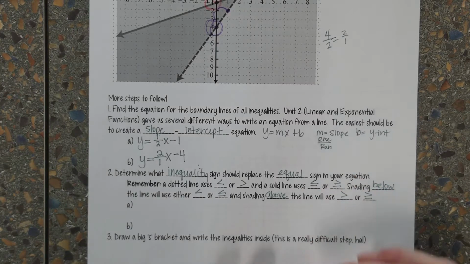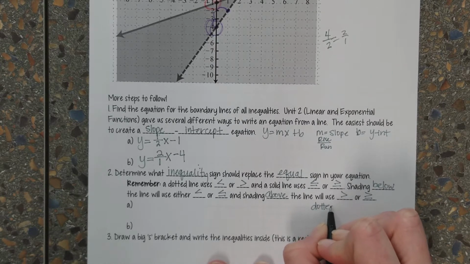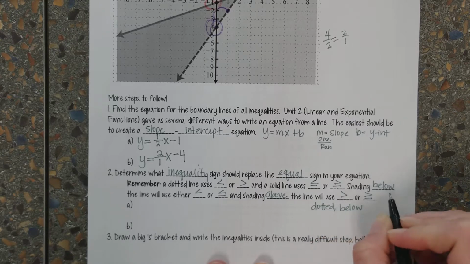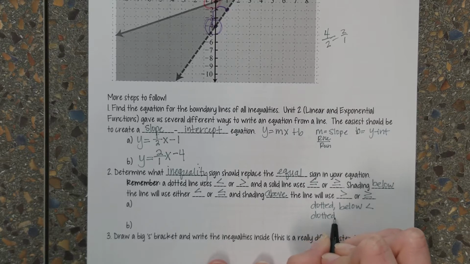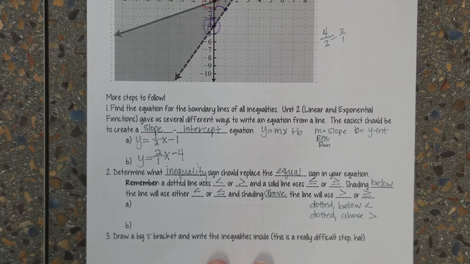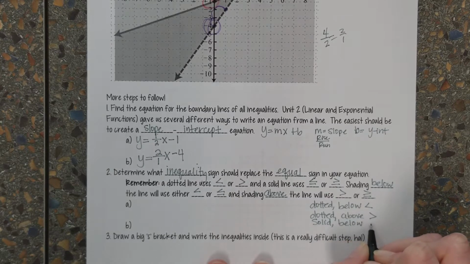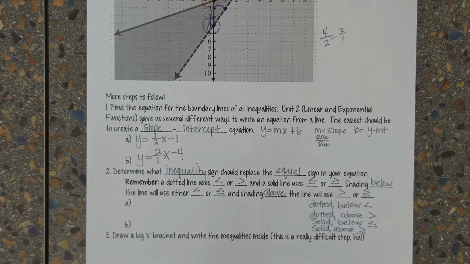I should have made a spot for this, but write this down because this is super important and it makes life easier for you. If you have a dotted line and it's shaded below, it's going to be less than. If you have a dotted line and it's shaded above, it will be greater than. If you have a solid line with below shading, it's going to be less than or equal to. And if you have a solid line with above shading, it will be greater than or equal to. That should make life a little easier for you when we do these over here.